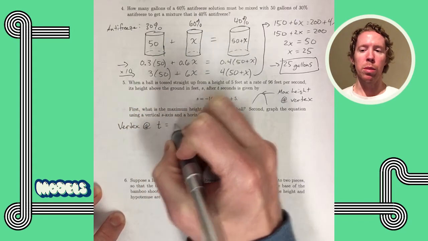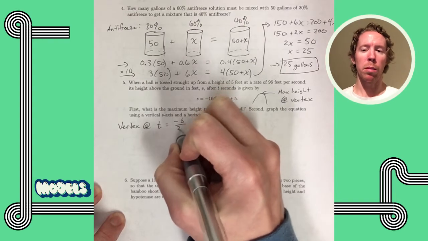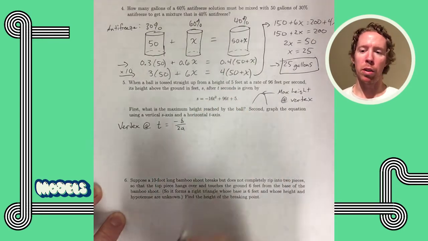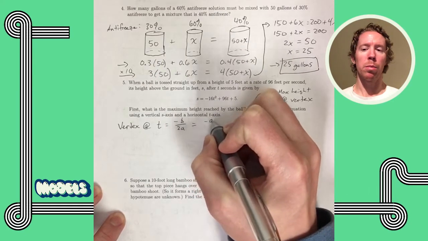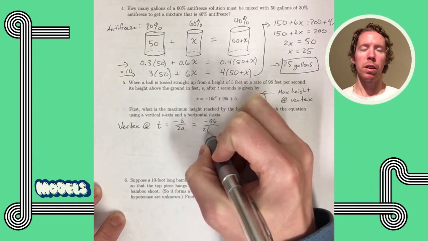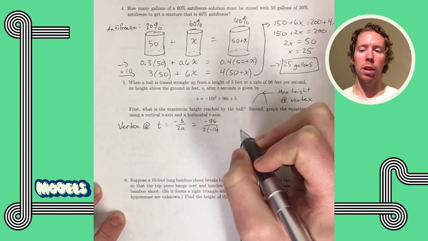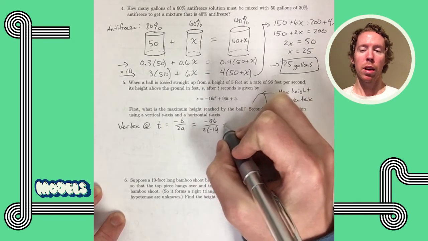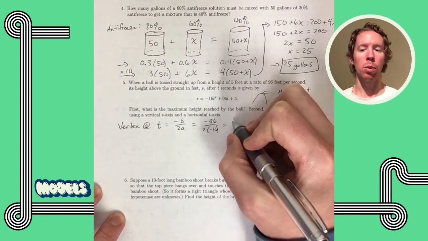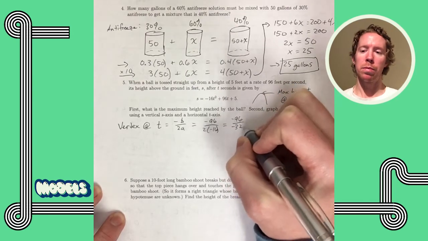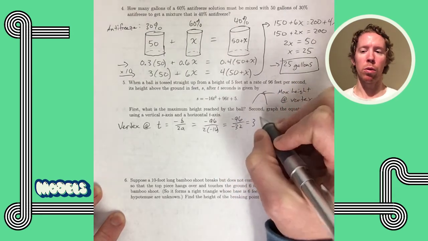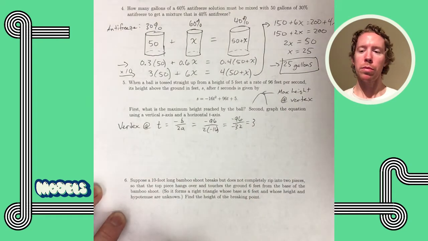Gravity is 32 feet per second squared, and when you divide that by 2, that's where that 16 is coming from. 96 is how fast the ball is being thrown up, and 5 feet is the initial height that it's being thrown up from. And if you want to find the maximum height that it will reach, you can look at the vertex of the parabola, since it's a quadratic model.